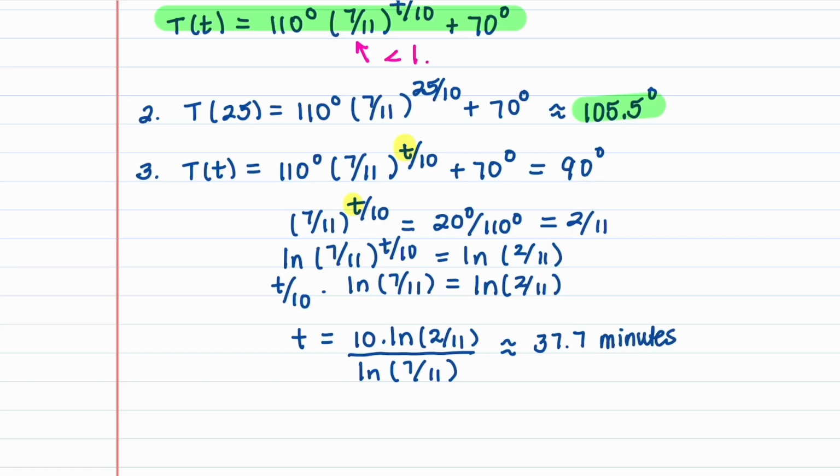This tells us that our coffee reaches 90 degrees in 37.7 minutes. And that's all there is in solving a Newton's law of cooling problem.